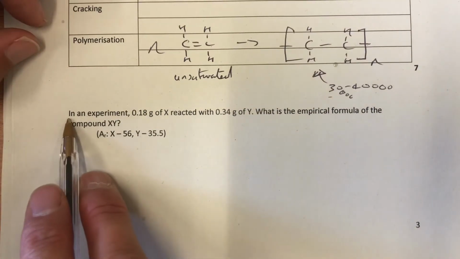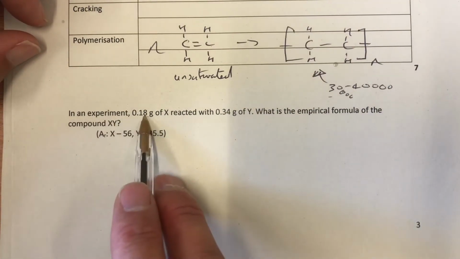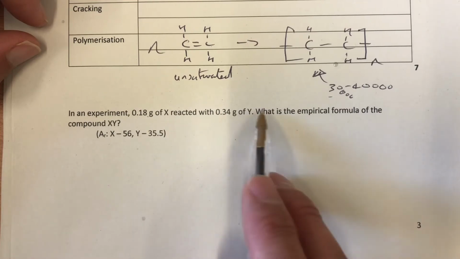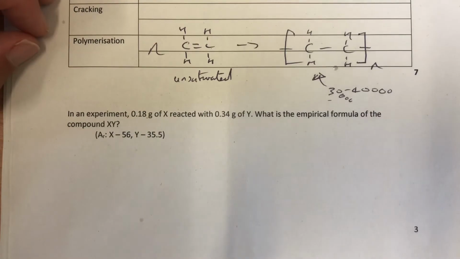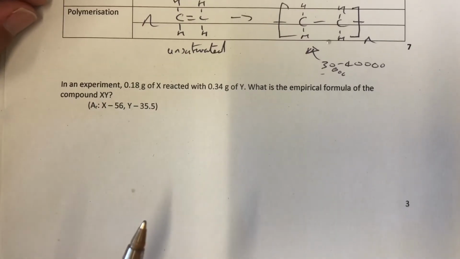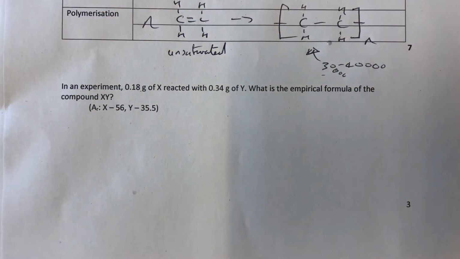Right, we've got a calculation now. This says, in an experiment, 0.18 grams of X reacts with 0.34 grams of Y. What is the empirical formula of the compound? So this is an empirical formula calculation. Very, very high chance empirical formula will turn up on your exam. Okay, so topic 1, calculation.